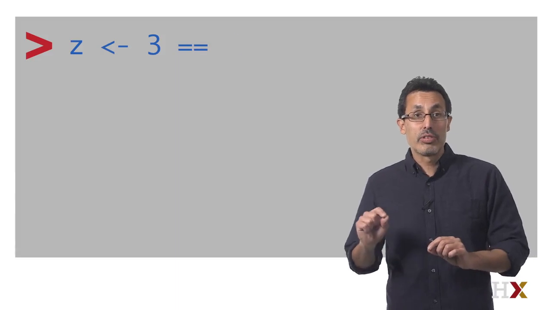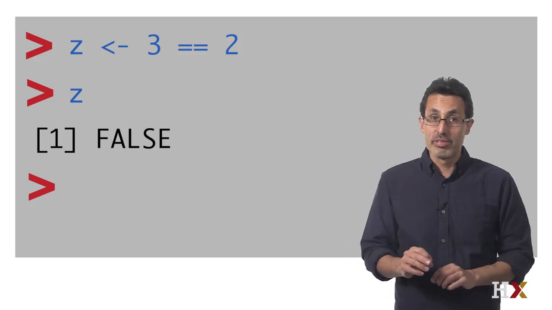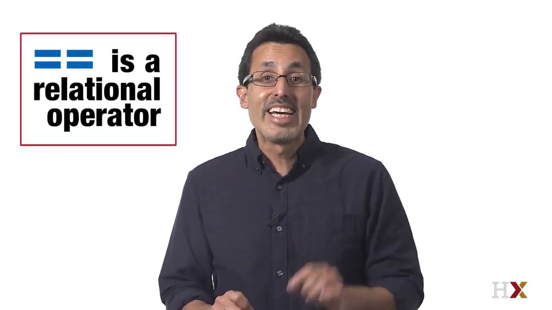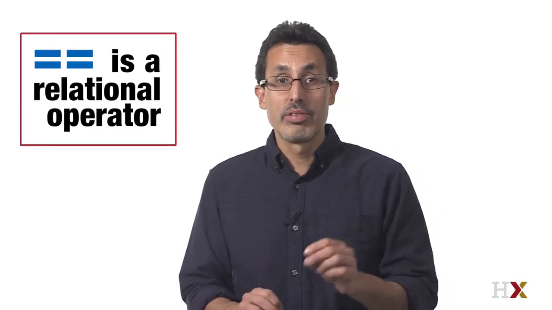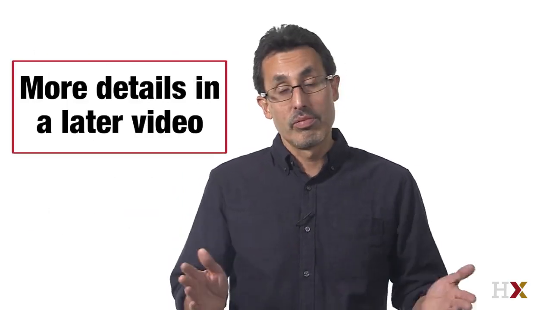Logical vectors are another type of vector. We don't have those in this particular data frame, but we need to mention them. These must be either true or false. So we can create a logical vector by, for example, assigning 3 == 2 to the object z. When I type z, we see that it's FALSE. That's because 3 is not equal to 2. And if we type class of z, it returns logical. This is because == is a relational operator, asking if 3 is equal to 2. Note that it's different from just 3 = 2, which would assign 2 to 3, which would, of course, give us an error.